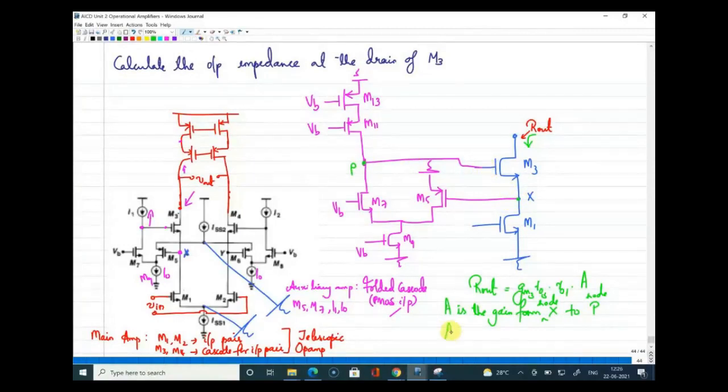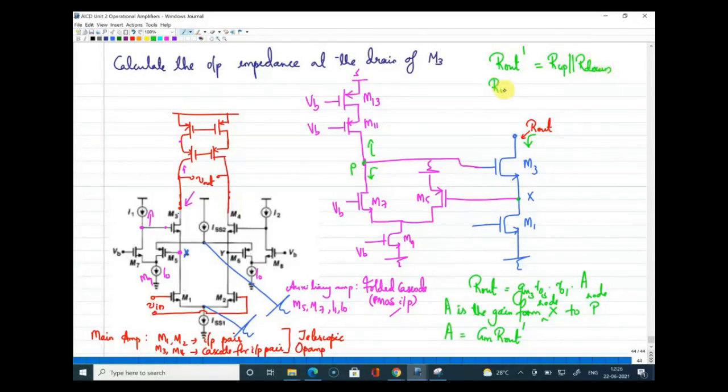Now how will I write A? A can be written as gm of the auxiliary amplifier into R out of the auxiliary amplifier. I'm just marking it as R out dash just to differentiate between the R out of the main stage and the auxiliary stage, right? Now what is R out dash? R out dash is at this point, the point P, where there is a resistance up and a resistance down. So I'll mark R out dash as R up parallel to R down.